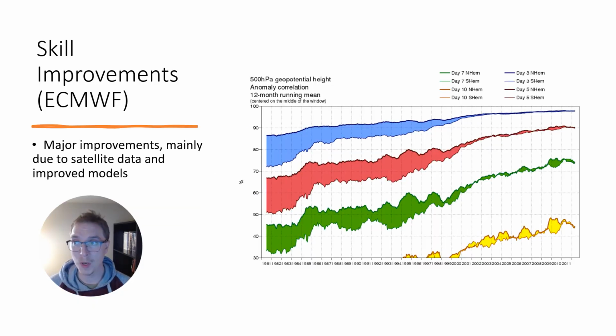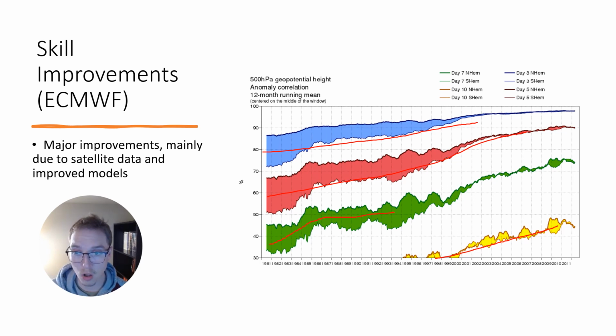Most of this improvement comes from things like satellite imagery and satellite data and improving the models that we use. We'll touch on this a little bit in the next video on how these systems are used to help predict weather. But it suffices to say that here, the green is our 7-day outlook, the yellow is our 10-day outlook, the red is our 5-day outlook, and the blue is our 3-day outlook.